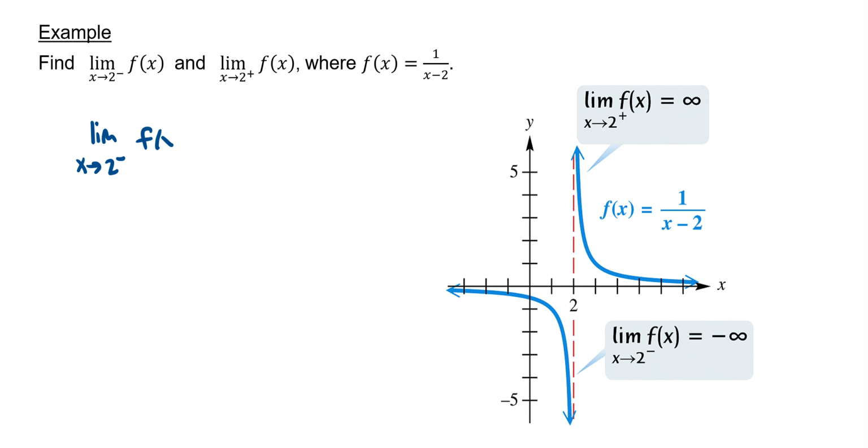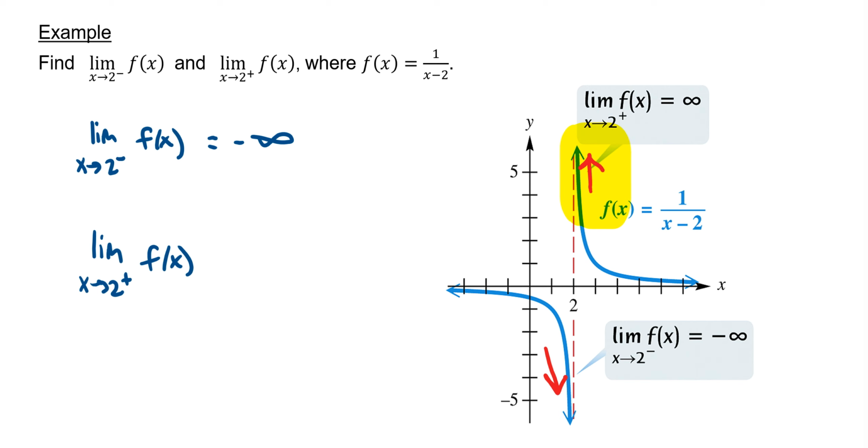Limit as x approaches 2 from the left. So here's 2. Of course, that's where the vertical asymptote is. As we approach it from the left-hand side, it looks like the curve is going down to negative infinity, right? So as we approach 2 from the left, the function is going to negative infinity. Let's do the limit as x approaches 2 from the right. As we approach 2 from the right-hand side, it looks like it's going up to infinity. So it's going all the way up, arrow going up, means the y values are going to infinity.